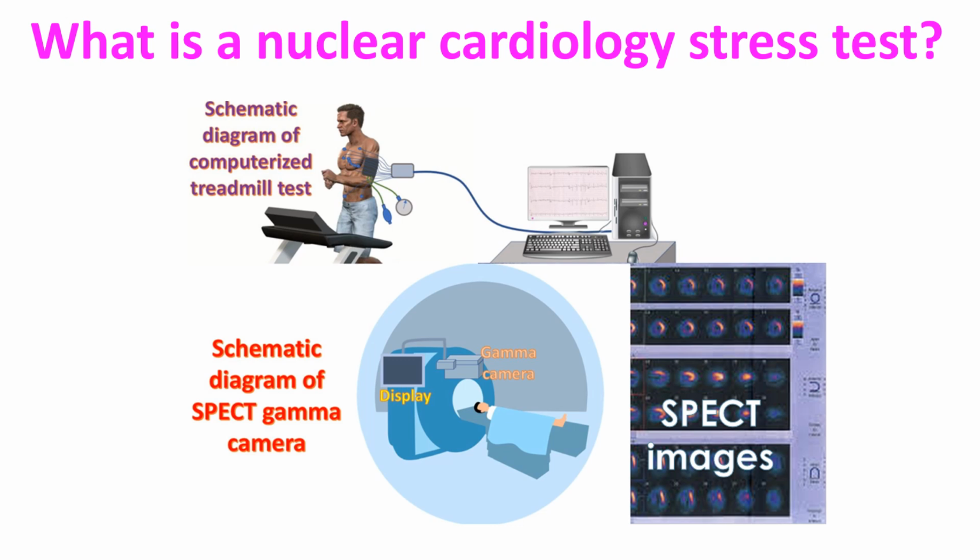The usual stress test for the evaluation of coronary artery disease is a treadmill exercise ECG. It is commonly part of a general health checkup and is widely available. But there are certain situations when the exercise ECG is not interpretable, as in a person with left bundle branch block. Then a nuclear stress test will be useful.